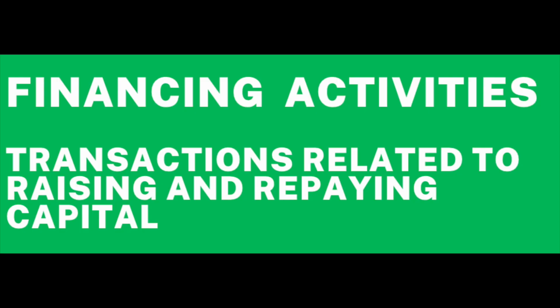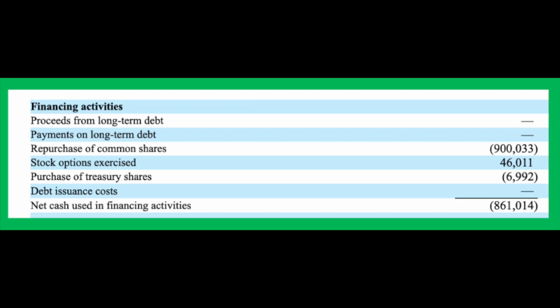Making our way down the statement of cash flows onto financing activities. What are financing activities? Transactions related to raising capital and repaying capital. Some examples of financing activities on Ulta Beauty's statement of cash flows include proceeds from long-term debt, payments on long-term debt, repurchase of common shares, stock options exercise, purchase of treasury shares, debt issuance, and net cash used in financing activities, which is just the total.